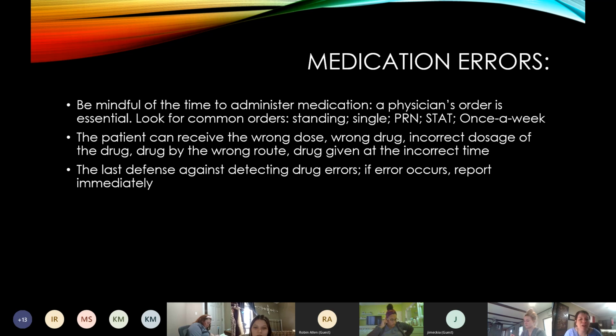So y'all see there's room for error there too, right? If an order is supposed to be a single order and you accidentally interpreted it as an everyday order, it's a problem. If you miss a stat order, that's a problem. If you give a once a week medicine every day, that's a problem. Or if you forget to give a medication that's once a week, every week, that's a problem. So patients can receive the wrong dose, wrong drugs, incorrect dose, drug by the wrong route, drugs given at the incorrect time, all of those things.